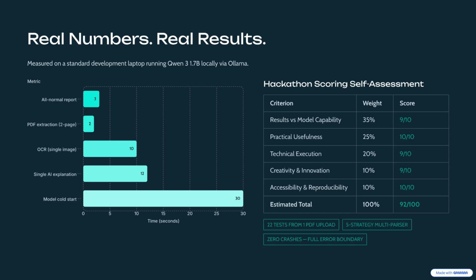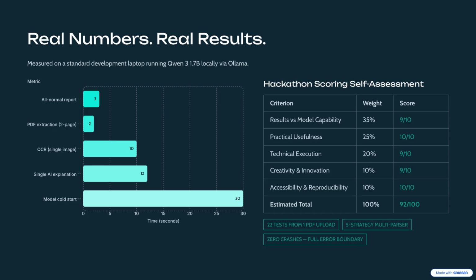A few real numbers measured on a standard development laptop. An all-normal report with no AI calls completes in under 3 seconds. PDF extraction on a 2-page report takes under 2 seconds. A single AI explanation on a small model takes 8 to 15 seconds. A full 22-test report with 8 abnormal values completes in 2 minutes.